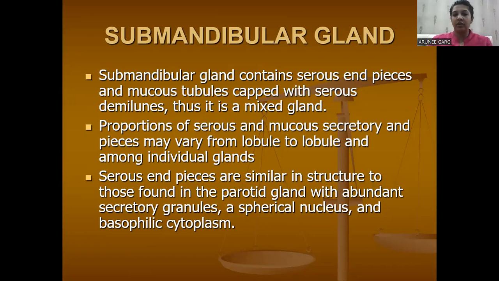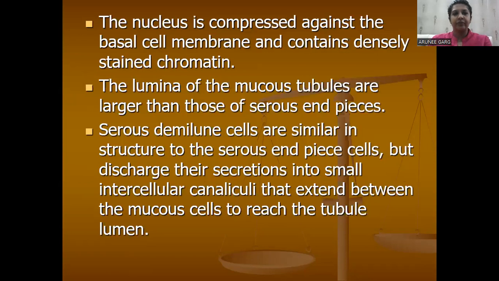That is, they are pyramidal in shape. The serous cells are pyramidal in shape with a centrally located lumen. The apical part has secretory granules and the nucleus is spherical and basally placed. And it has a basophilic cytoplasm. The nucleus is compressed against the basal cell membrane and contains densely stained chromatin. The lumina of the mucous tubules are larger than those of the serous end pieces. Serous demilune cells are similar in structure to the serous end piece cells, but discharge the secretion into small intercellular canaliculi that extend between the mucous cells to reach the tubular lumen.